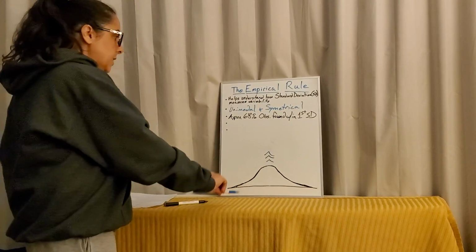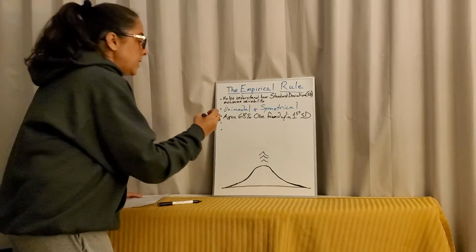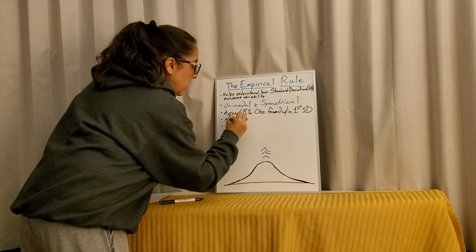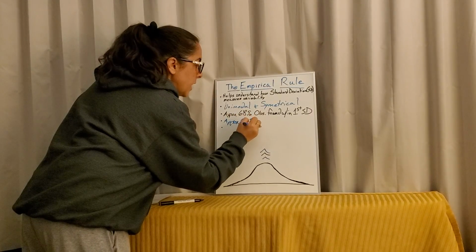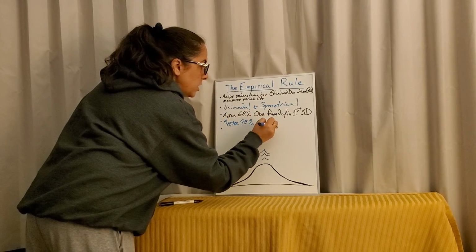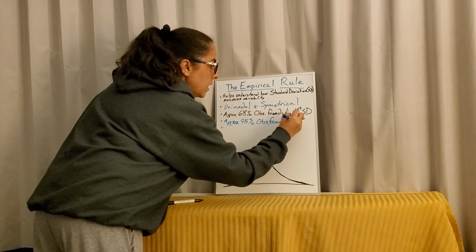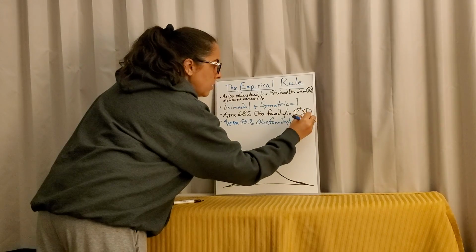Now, the rule also states that approximately 95% of the observations are found within the second standard deviation.